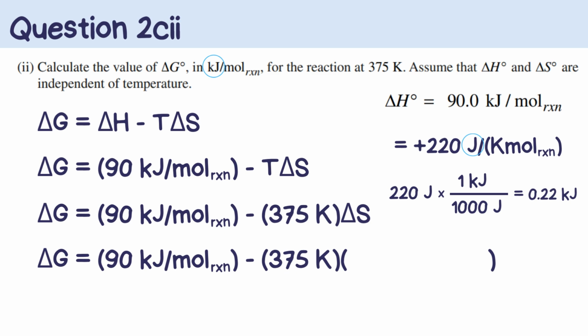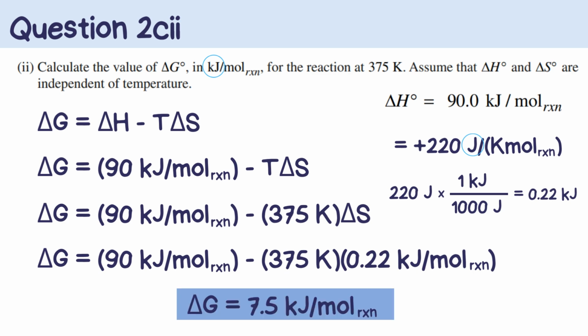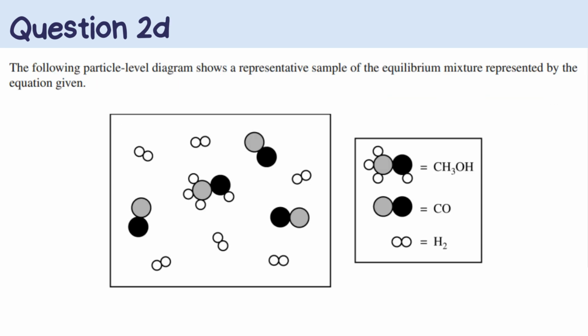Now that we have the same units, kilojoules, we can plug that into our equation. Go ahead and plug all of this into your calculator, and you get 7.5 kilojoules divided by mole of reaction as a final answer.